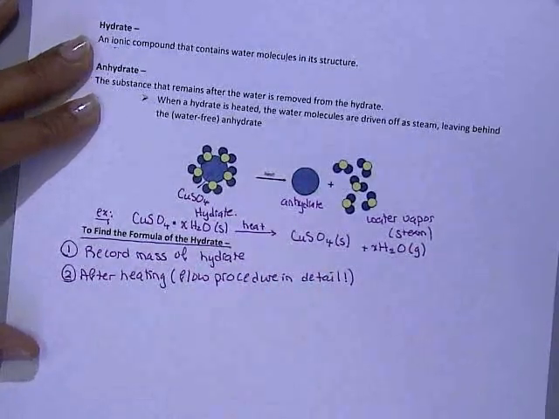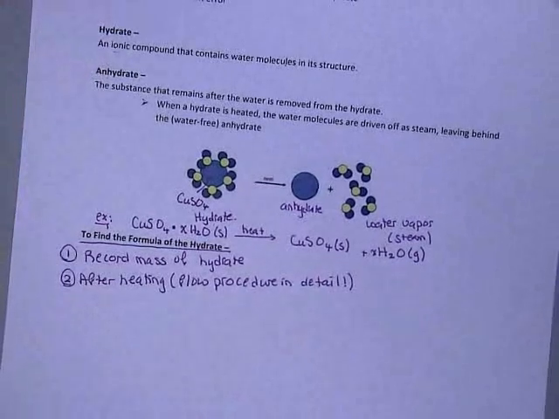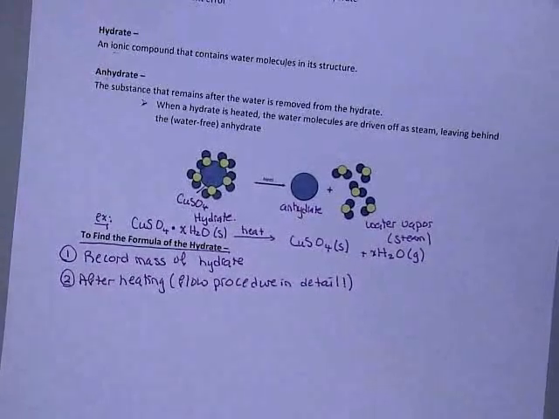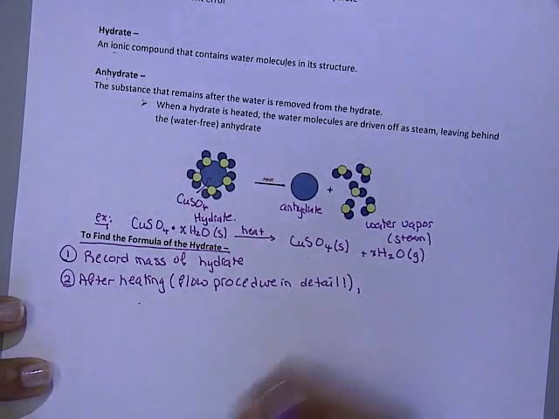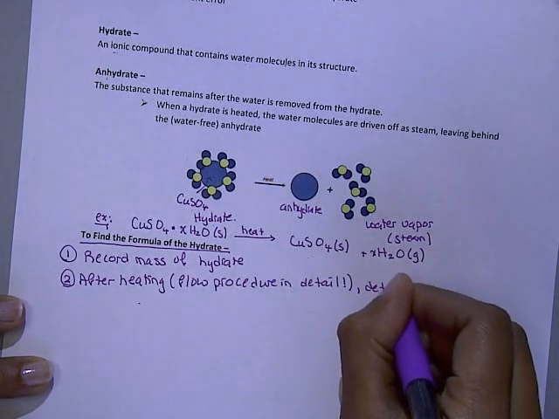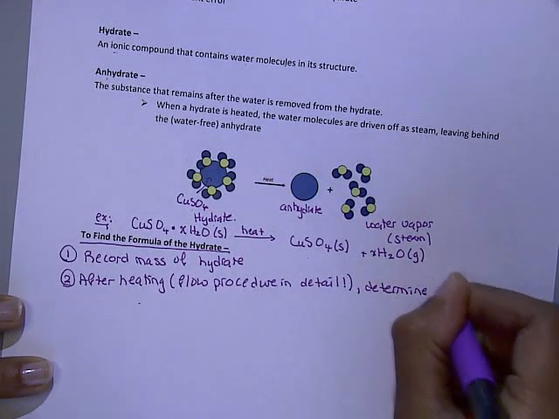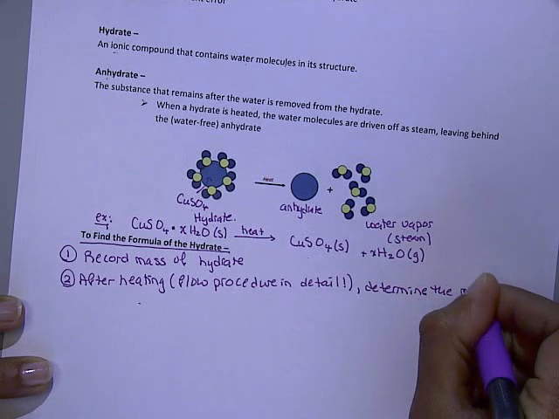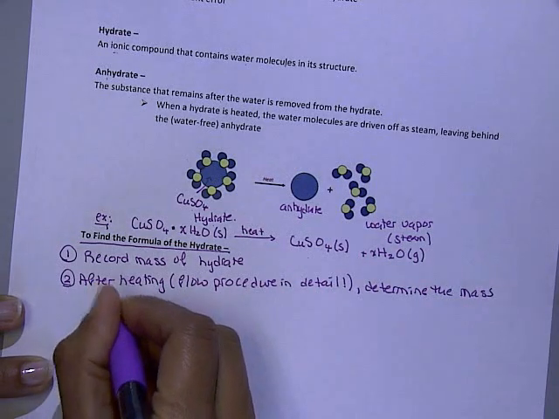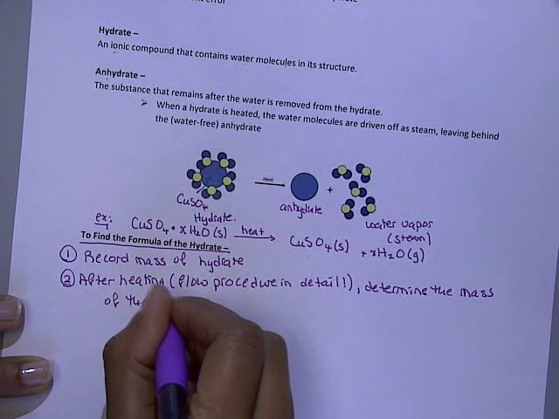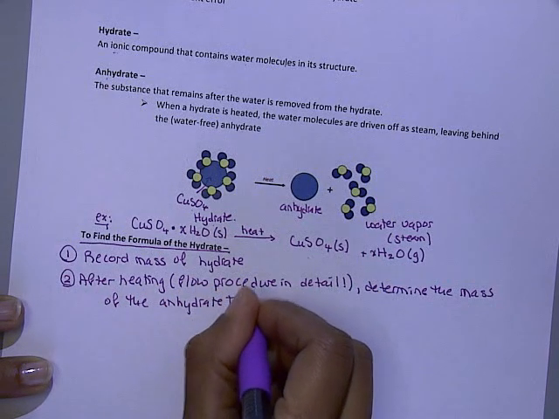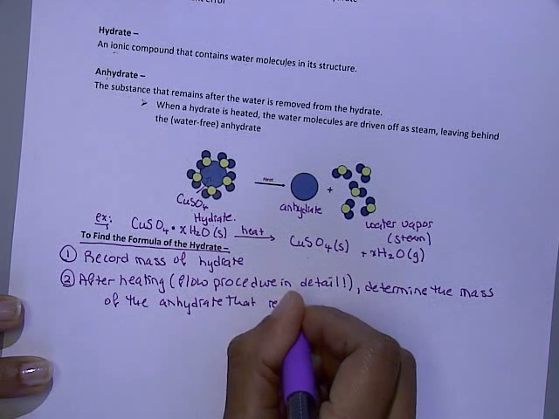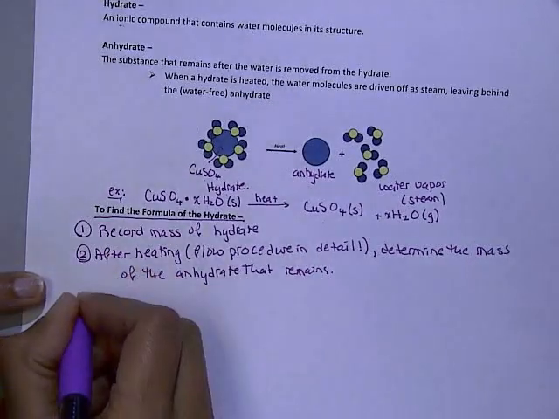As with every experiment, if you don't follow the procedure in detail, you're most likely going to get something incorrect. So after heating, and of course follow the procedure in detail, determine the mass of the anhydrate that remains. Meaning, just measure your anhydrate after your crucible has actually cooled down to room temperature.